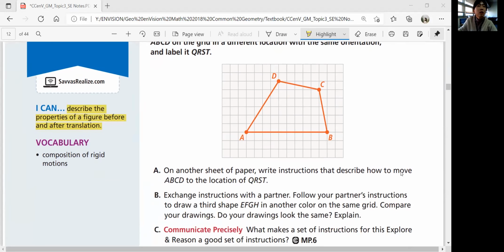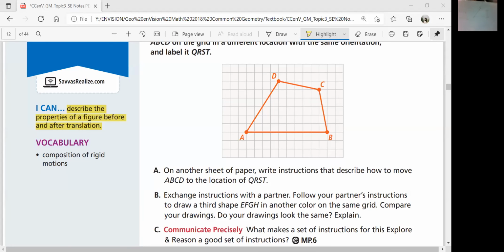On another sheet of paper, you're going to write instructions to describe how to move ABCD to the location QRST. After you graph the image and pre-image, you're going to write instructions. Write down all the steps that we just did. What did we do?